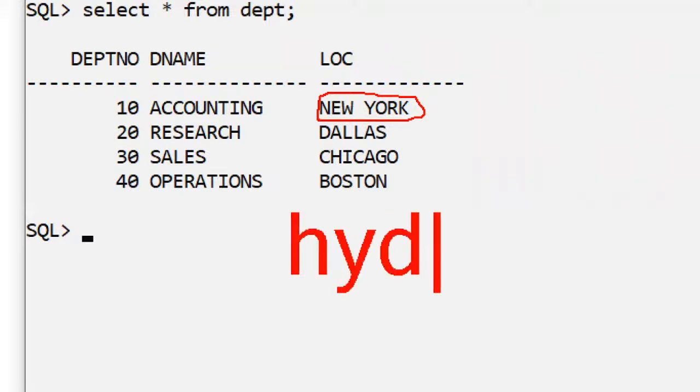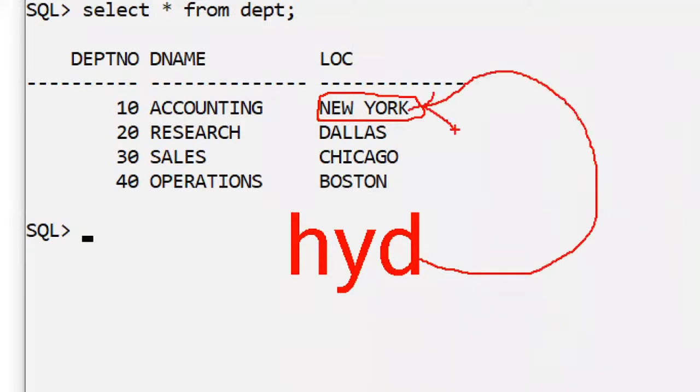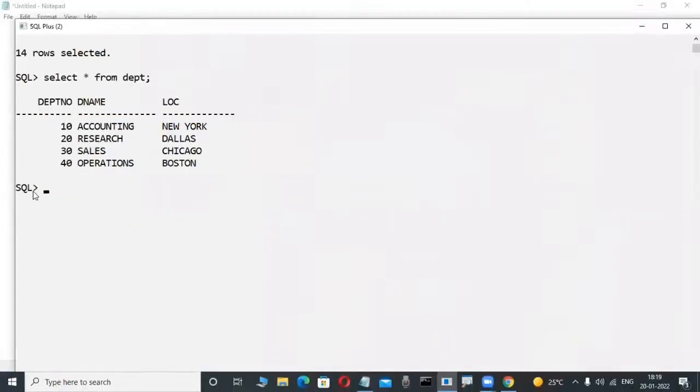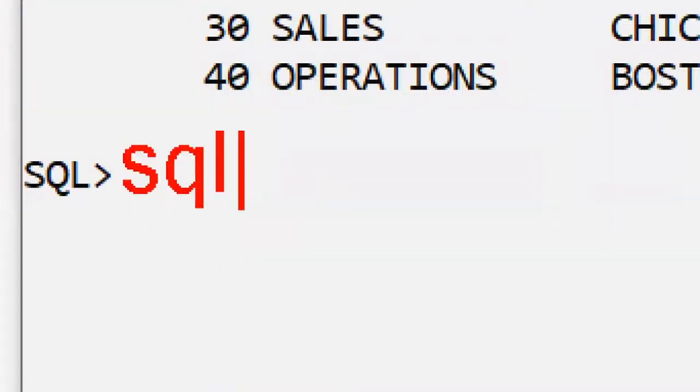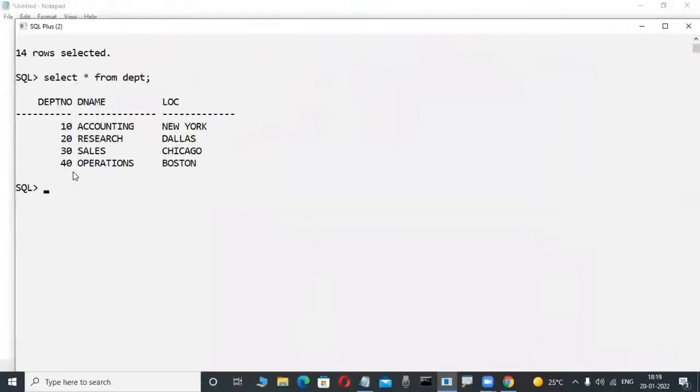Suppose I want to change this New York location into Hyderabad in this relational database. How can I do it? Just at the SQL prompt, we use the SQL language. SQL is a very easy language. How? I will tell you. In the SQL language, you type some commands.